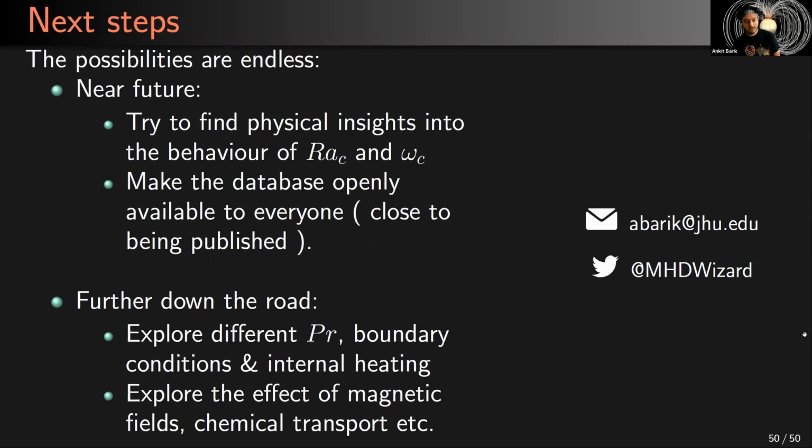The possibilities are endless. In the near future, we want to try to find physical insights into the behavior of the critical Rayleigh number and the critical drift frequency. Why did they behave like this? And as I said, we'll soon make the database openly available to everyone. And further down the road, using the same code, we want to explore the behavior with different Prandtl numbers, different boundary conditions, and internal heating. And then, of course, you can go on to explore magnetic fields, chemical transport, and whatnot.